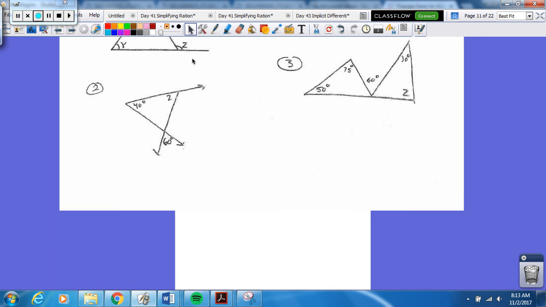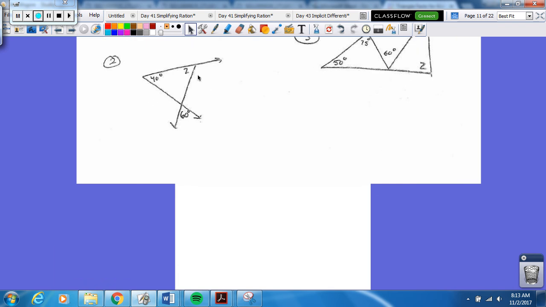Alright, let's try number 2. Let's move this up right here. So number 2, I'm looking for Z also. I usually start far away. Why did they put this 60 here? Well, if I get this angle, then I can find the sum of all three, which is 180.